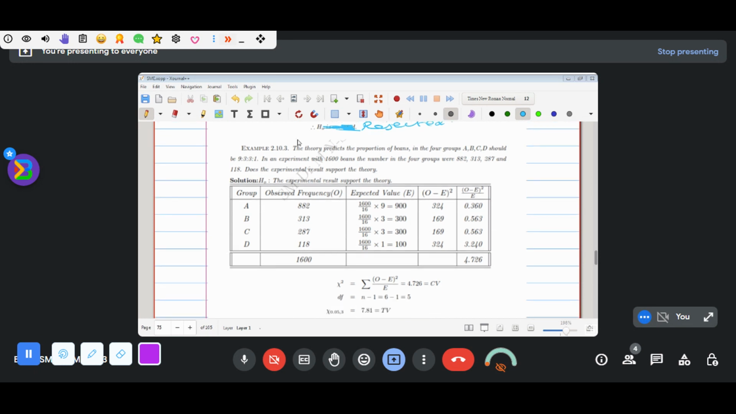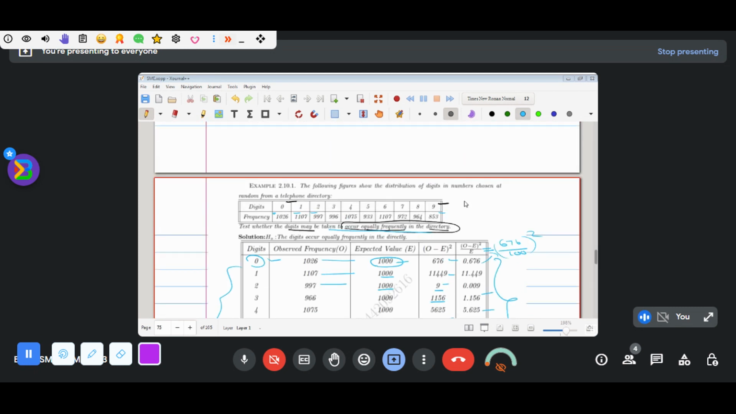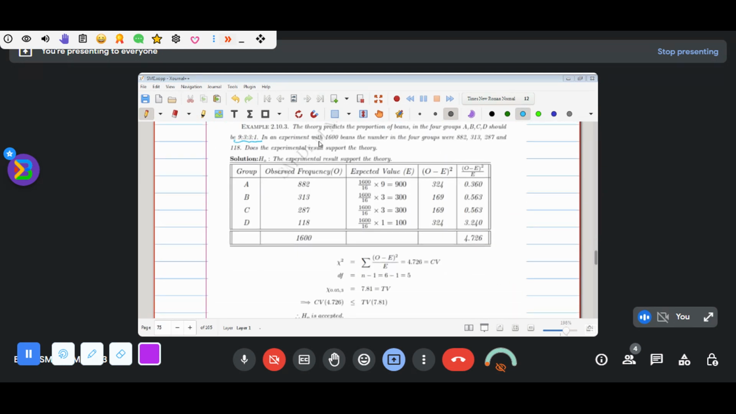Another idea: here a ratio is given. In the previous one only observed values were given, then we easily found the mean and moved on to the calculation. But here ratio values and observed values are given. How many values are there? The experiment has 1600 peas, with group numbers 882, 313, 287 and 118. In total 4 observed values: 1, 2, 3, 4.